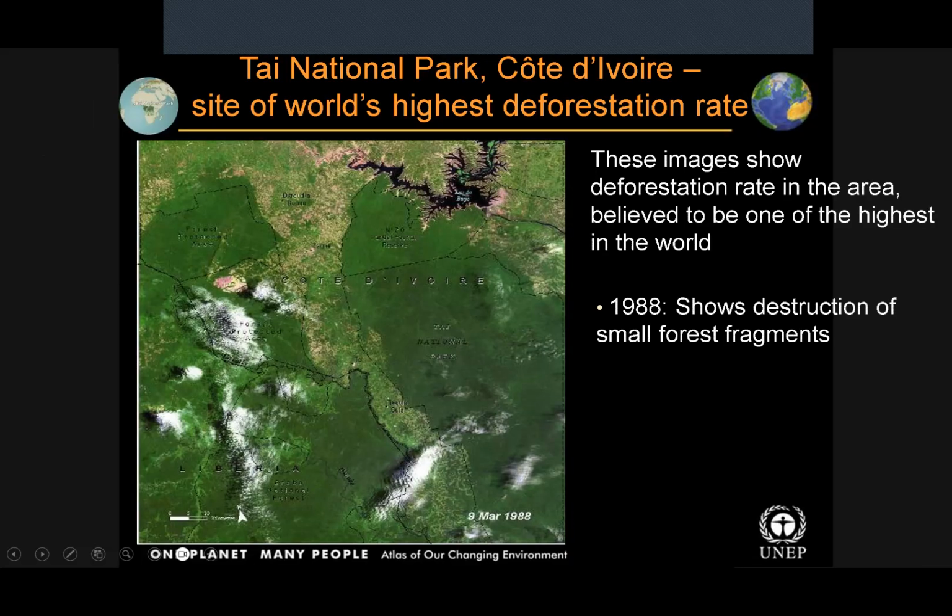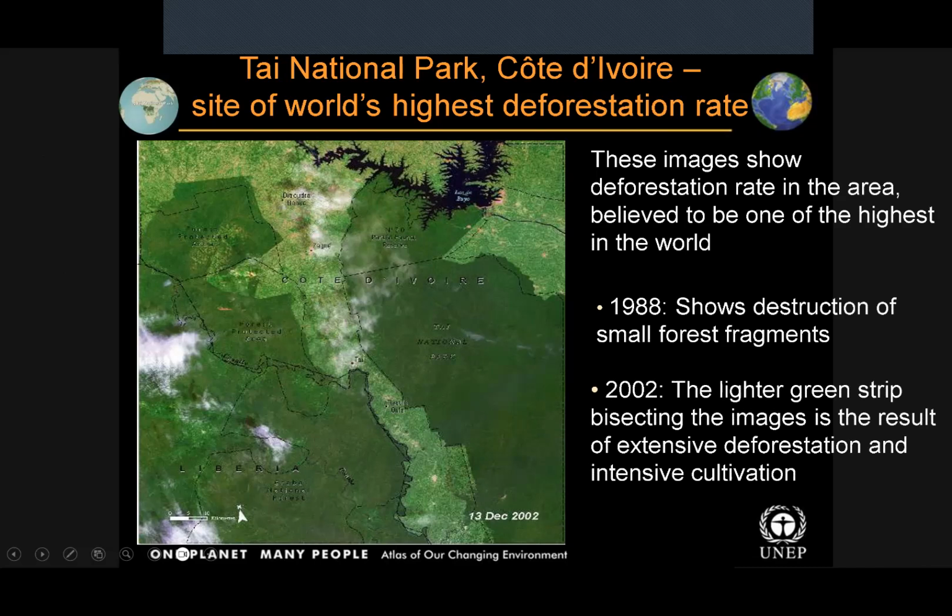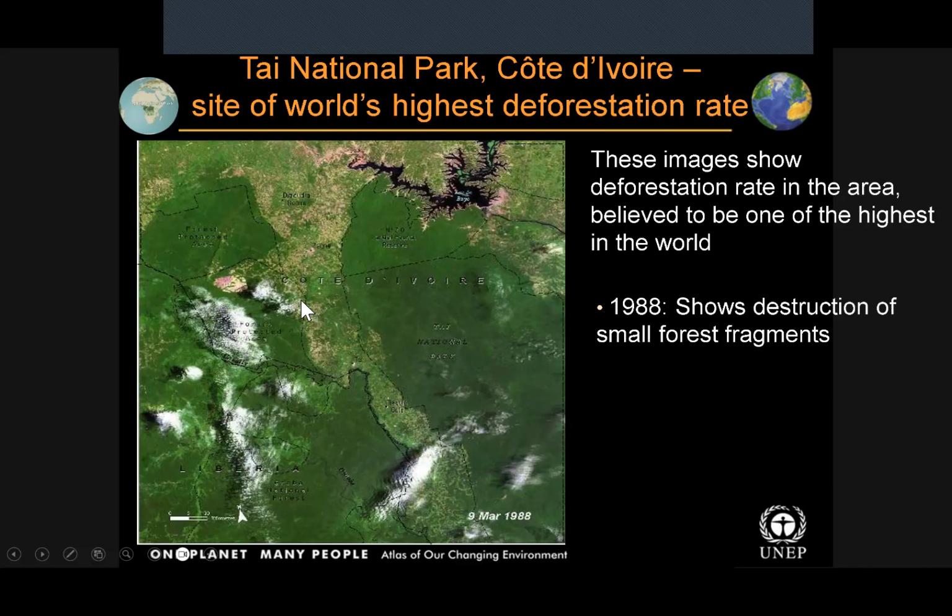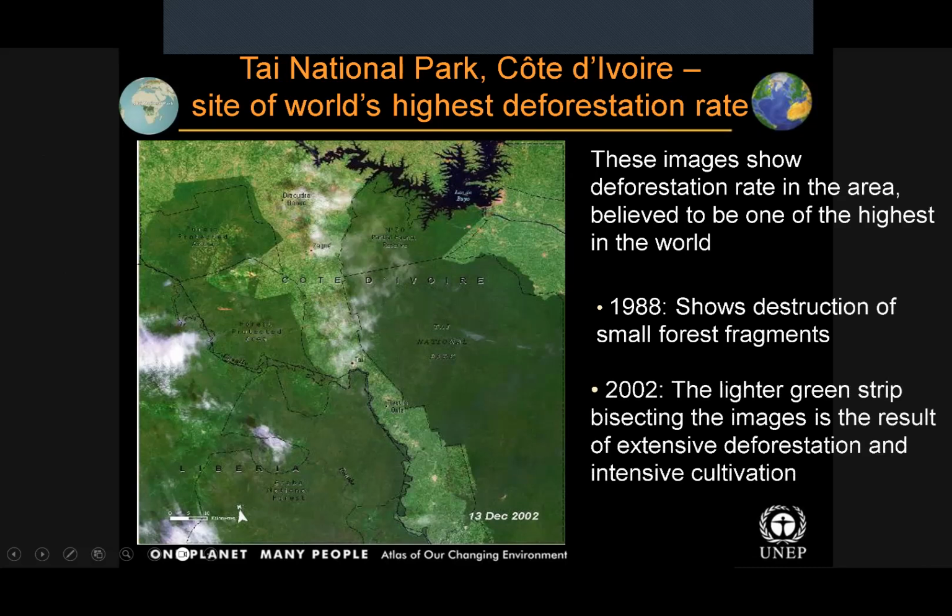Here's an example in West Africa and the Ivory Coast. And there's a national park on both sides. And in the middle is farmland. So small farm fragments in 1988. And here it is in 2002. And you can see it's been clear cut all the way up to the edge of those parks. So just going back, there's still small forests in the middle. And now it's been completely cleared for intensive cultivation, deforestation, and also things like cocoa plantations and palm plantations.